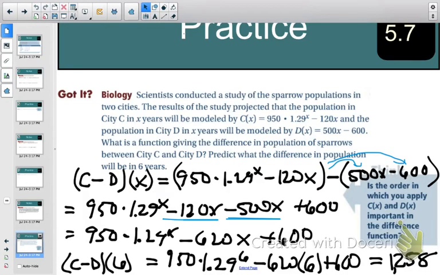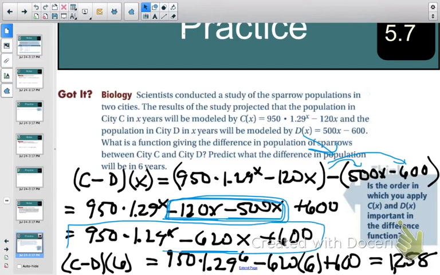Alright, so when I did this, we subtracted. There's a couple more terms in this one, so there are some like terms that you can combine. So again, I put it in parentheses because of subtraction. I distributed the negative here, so then I can combine. So I got 950 times 1.29 to the x, subtract 120x, subtract 500x, plus 600. These both have x's with them, so we can combine those two. And they're not in the exponent, so they are like terms. So negative 120, subtract 500 gives us negative 620x. But then we can't combine anything else. So this is going to be your simplified function here, the combination of the two.